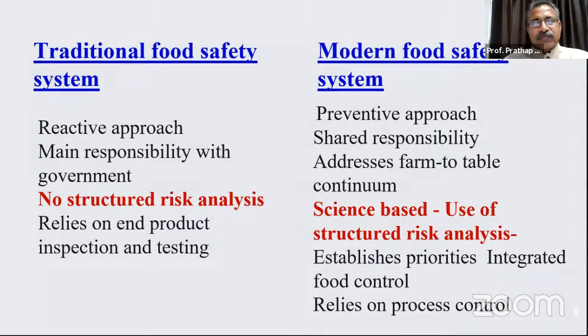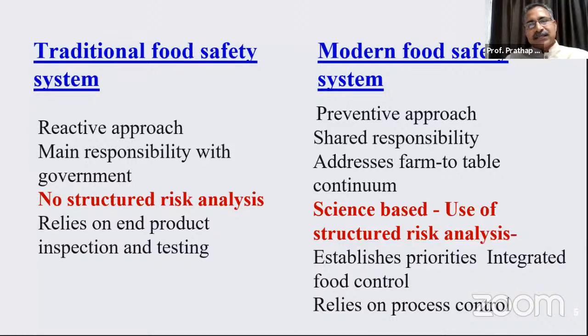Traditionally, when food safety has been managed by regulators, it used to always be a reactive approach where the responsibility is with the government. That means food inspectors are supposed to go inspect and say that the product sold in this particular market is not good, and either the market itself is punished or the person who has made it is punished. Therefore, there used to be no structured risk analysis there. The entire system used to rely on end product inspection and testing rather than the process itself.